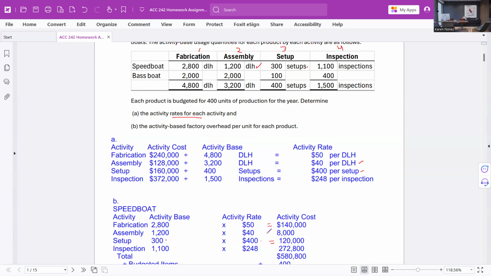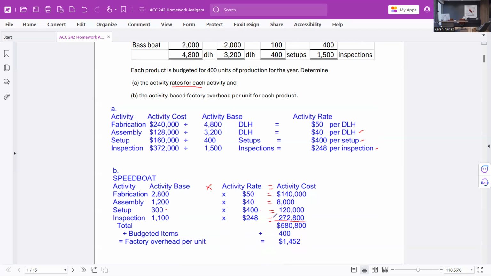So the way we assign the overhead, doesn't matter whether it's a single rate or departmental rates or activity rates, it's going to be the activity base times the activity rate. It gives us the activity cost. And lastly, we have the inspection, 1,100 inspections, right? 1,100 inspections at $248 per inspection. 1,100 times 248, 272,800. And now when we put it all together, right, we need a total overhead.